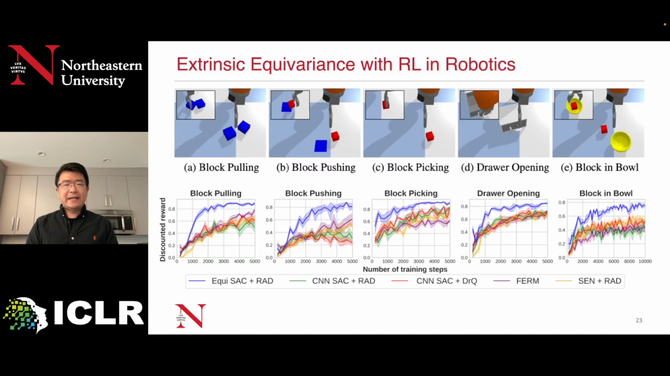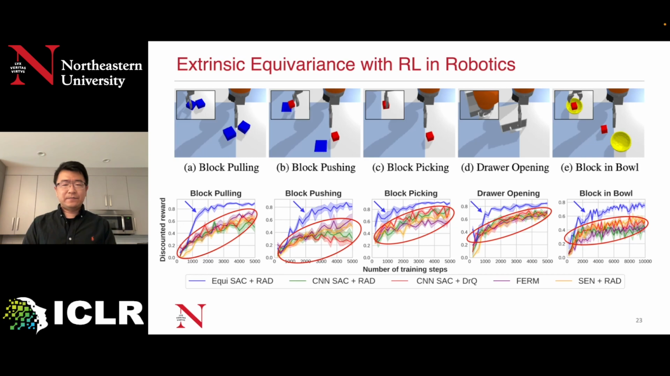We further perform another experiment in reinforcement learning in robotics. Here, we compare the performance of an equivariant actor critic algorithm with some baselines, but we use a side view camera angle instead of a top-down camera angle. The side view camera will make the equivariance extrinsic. Comparing the equivariant actor critic algorithm in blue with the baselines in other colors, we will see that there is a significant improvement using the equivariant actor critic, even though the equivariance is extrinsic.